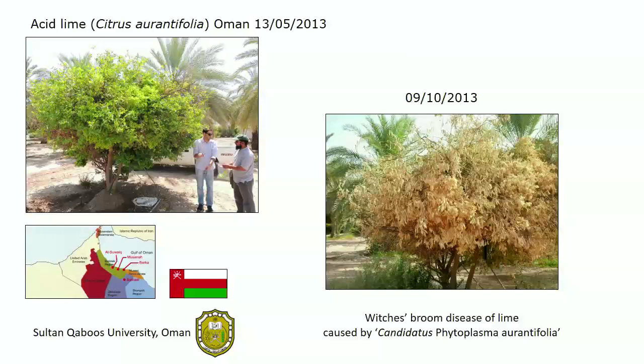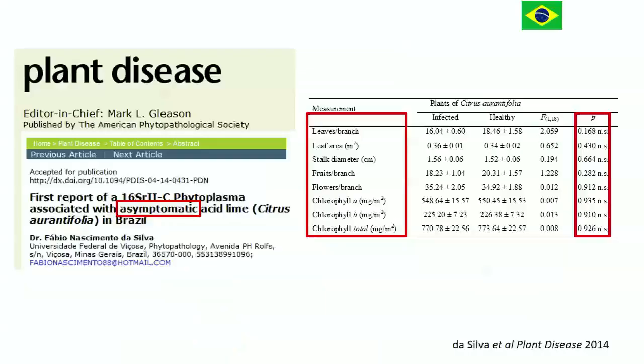Normally you get these witches' brooms, which reduce production and stunt growth and so on. But this is most likely when it's associated with Citrus tristeza virus as well, and you get much, much higher virulence. So this is in Oman. It's a huge problem, has devastated the industry. You can say the same in Iran and probably the rest of the region. And we find a very similar pathogen in Brazil.